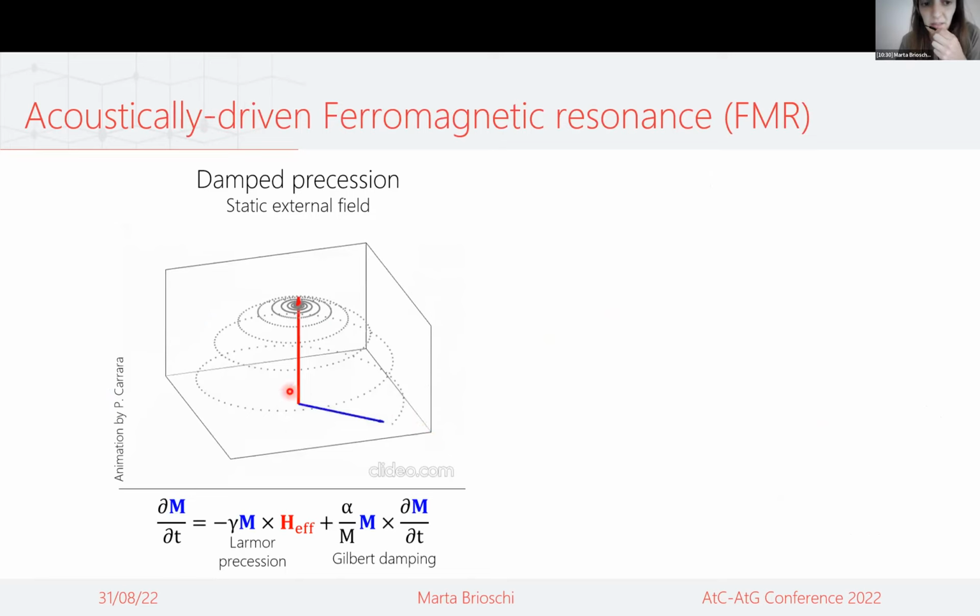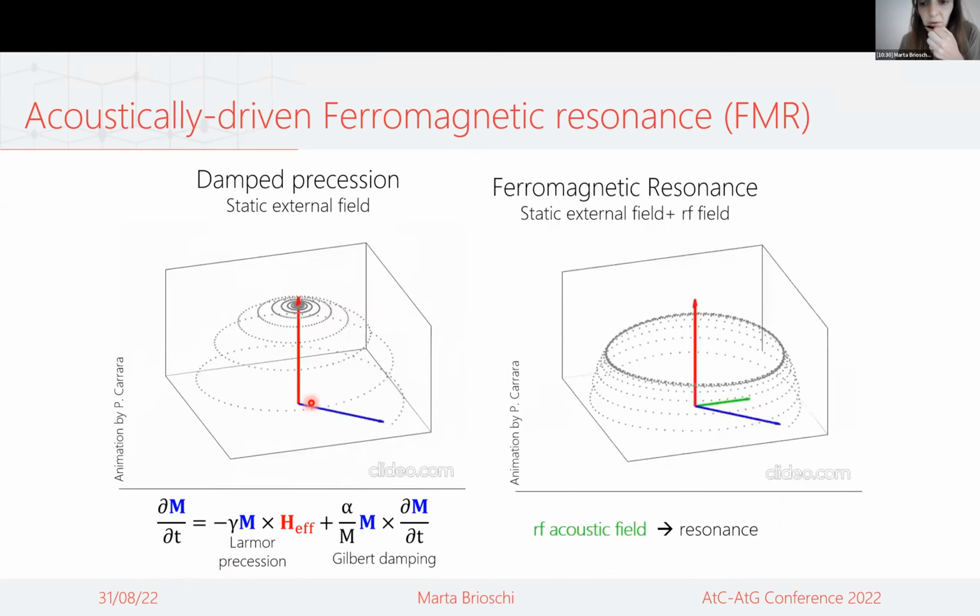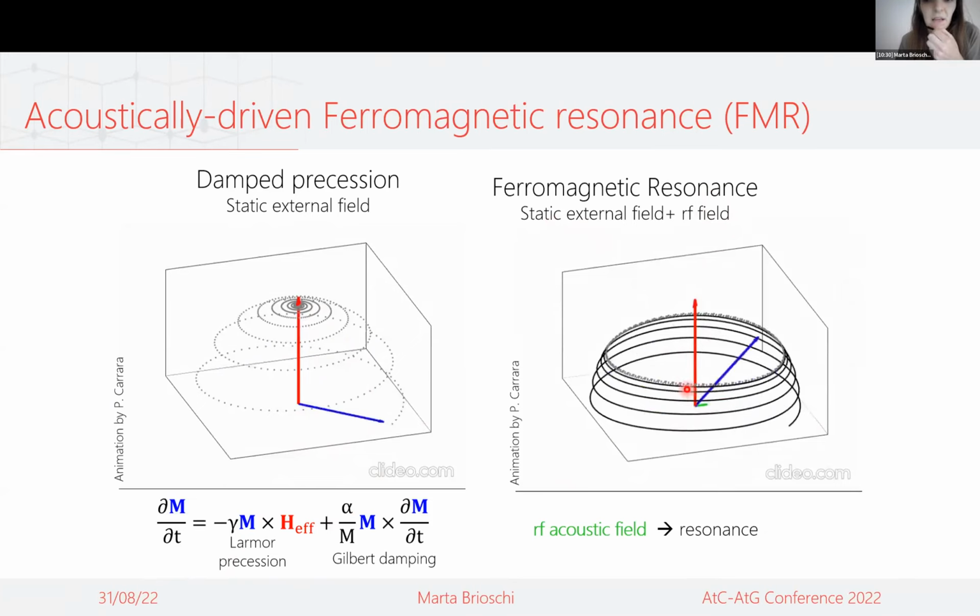If you have a magnetic moment in a static external field, the motion is described by the Landau-Lifshitz-Gilbert equation, and it's given by the composition of the Larmor precession and the Gilbert damping that will eventually make the magnetic moment align with the static external field. However, if you have a radio frequency field that rotates at the Larmor frequency, you can reach ferromagnetic resonance because the radio frequency field can act on the magnetic moment and balance the Gilbert damping, making the magnetic moment precess at a constant angle with respect to the static magnetic field.